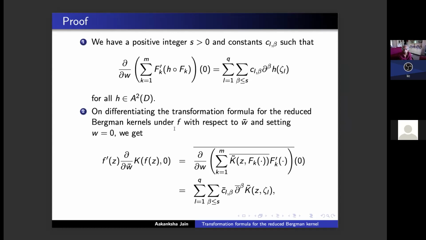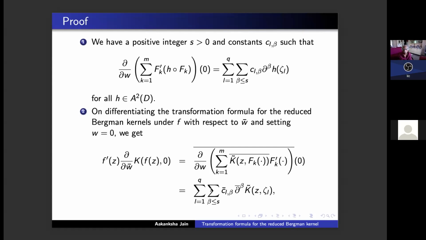So now we have a transformation formula for the reduced Bergman kernels under the proper holomorphic map. If we differentiate it with respect to w conjugate and set w equals 0, we will get this first equality, which is f prime z times del by del w conjugate of k of f of z comma 0, which equals this. I'm not reading it out. Of course there are some computations involved here. So after this, we'll apply this lemma.